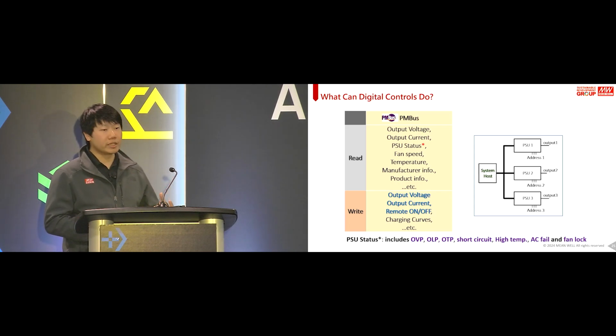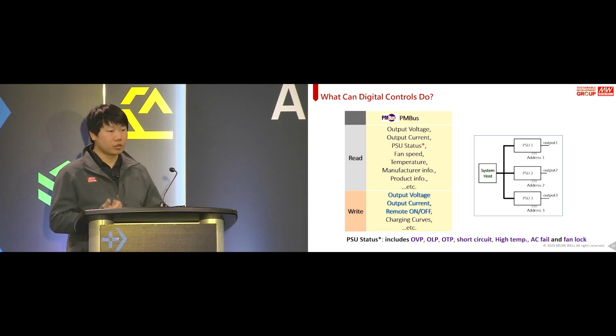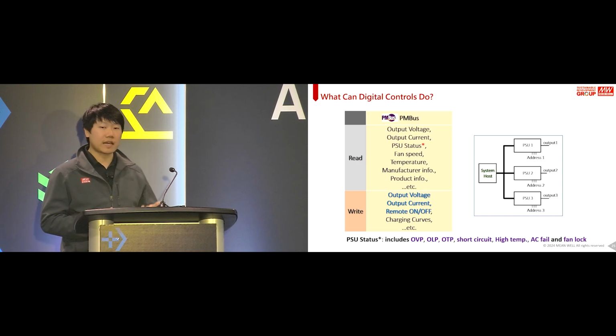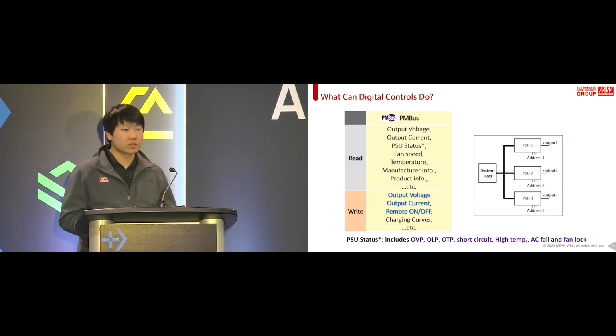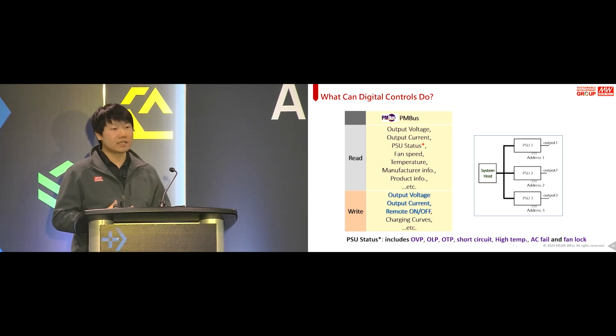In terms of read, the controller is able to read the output voltage, output current, and the power supply status, whether it's in output mode or in standby mode. It's able to read the fan speed as well. If it's a smart fan integrated with the MCU controller, you're able to access the fan speed.